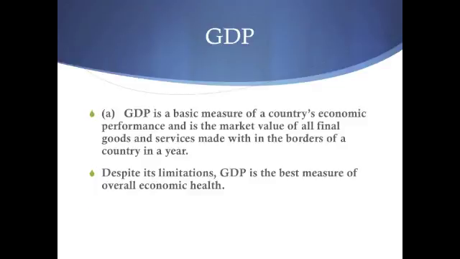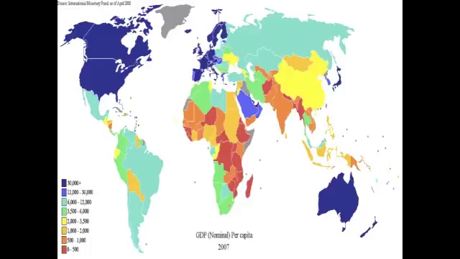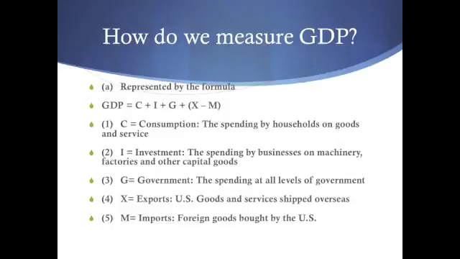First of all, GDP. This is the basic measure of a country's output. It measures the final value of all the country's goods and services produced. Despite its limitations, however, it is the best tool to use to monitor how healthy an economy is. Here's a recent map comparing different countries' GDP. As you can tell, the darker the blue, the higher the GDP, meaning the healthier the economy.